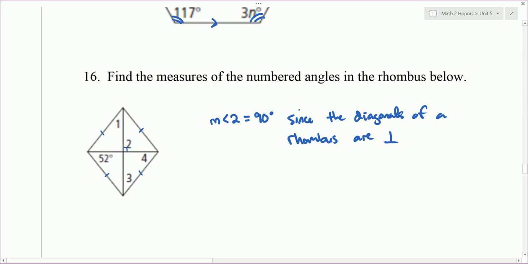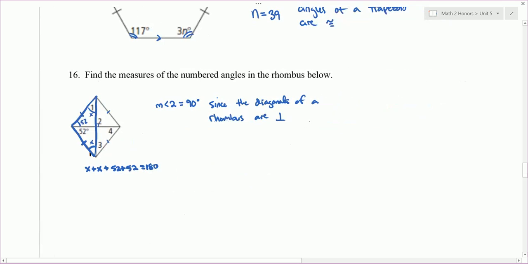Okay, also, if we look at the left side of this rhombus, that triangle, it's an isosceles triangle, so we know the base angles are the same. And we also know the diagonals bisect the angles, so this is also 52. So if we call this x and x, we have x plus 52 plus 52 is 180, because the sum of all the angles in a triangle add up to 180.